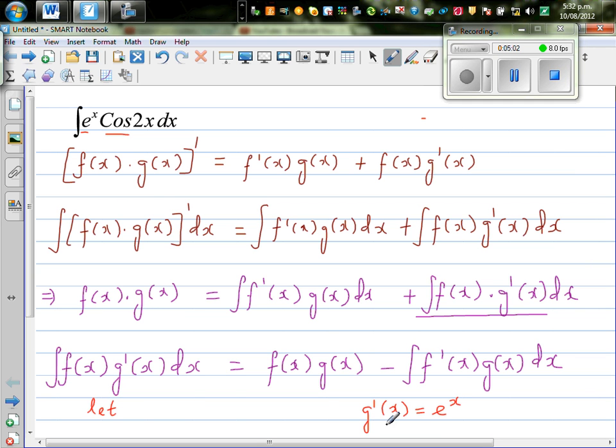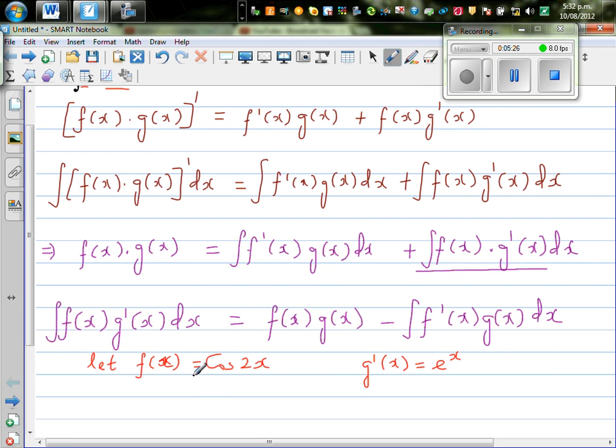So that's an easy function to integrate, because from this we are going to integrate. And I'm going to let cos 2x be f of x. You'll understand the beauty of this later on. And this is the rule of thumb: the function which is easier to integrate, take that as g dash x.